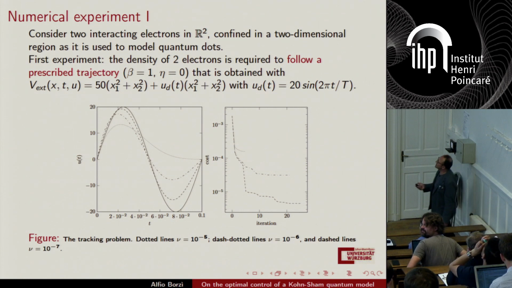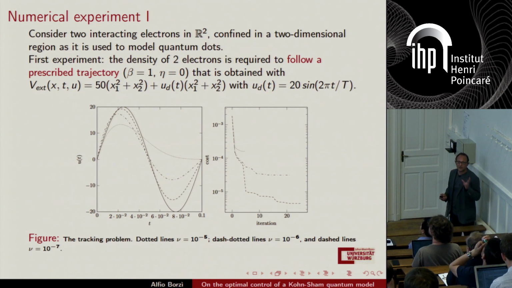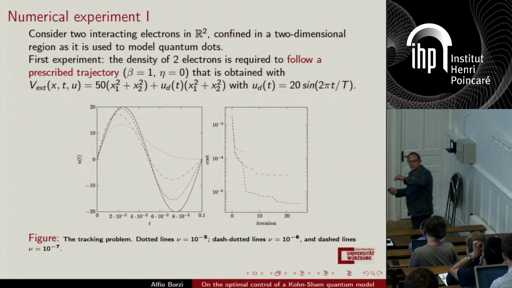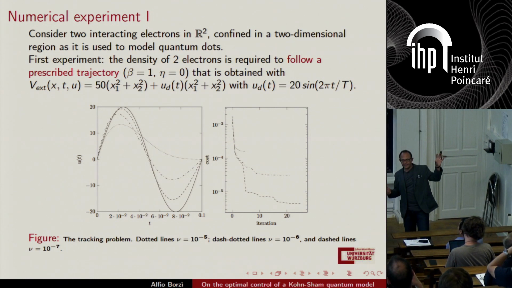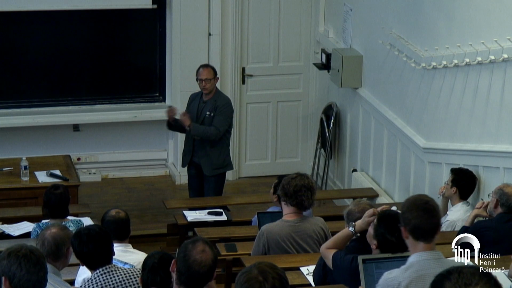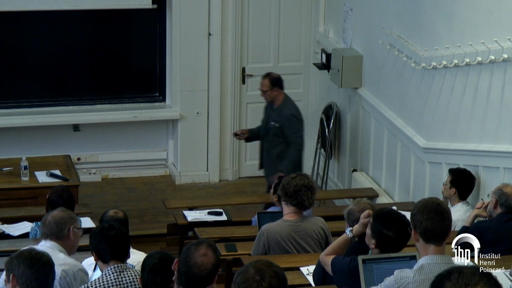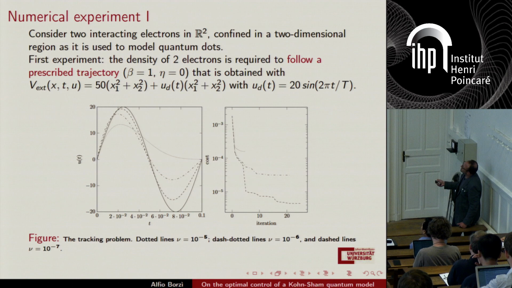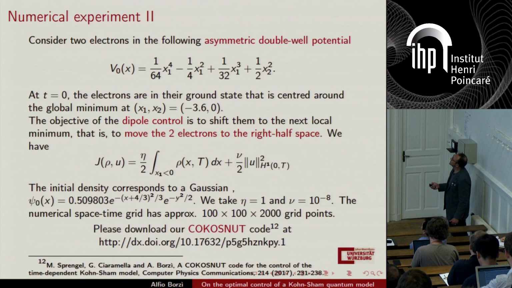Let's make a first experiment just to verify the algorithm. I give the control u, I construct my trajectory, and then I forget this u and see if I can recover it. Just to verify that it is working. And you see, in fact, as the weight of the control goes down, you get closer and closer to the given trajectory, and the functional goes down to some value.